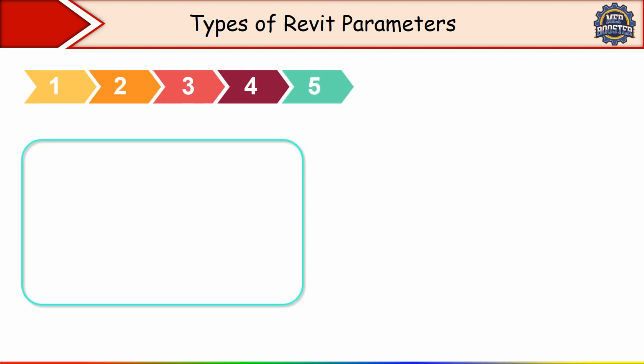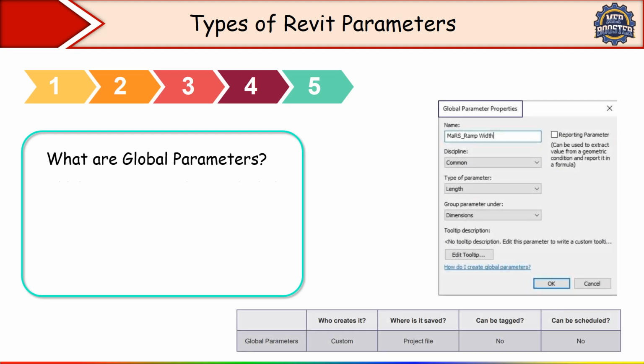Now the fifth and the last type of Revit parameter is global parameters. What is it? A global parameter is a master value used to control many elements at once inside one project. So global parameters are used to control multiple elements with one value. Think of it like an Excel cell controlling many formulas. Okay, am I right here?